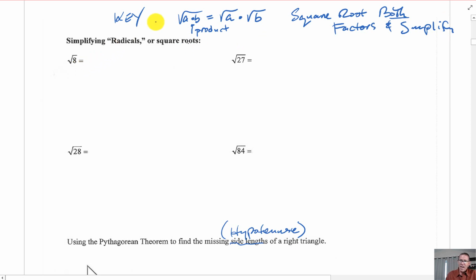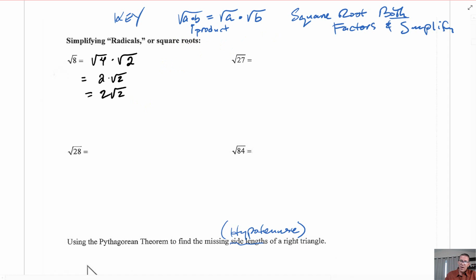So the factors of 8 are 4 and 2. So you take the square root of 4 times the square root of 2. Notice that I square root both factors. The most common mistake I see is that people only square root one of them. So you have to square root both factors. And then you simplify. The square root of 4 is 2, and then you get times root 2, commonly known as 2 root 2, 2 rad 2, 2 times the square root of 2.